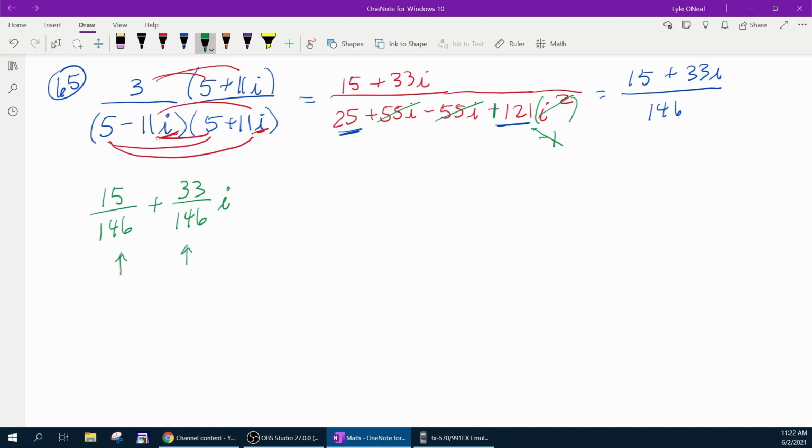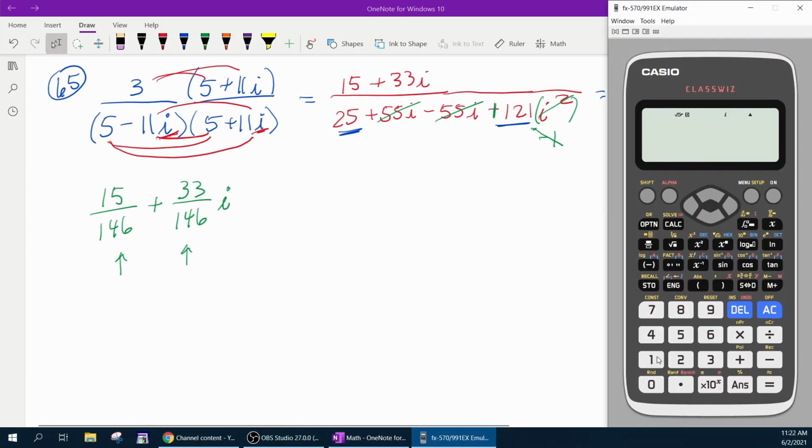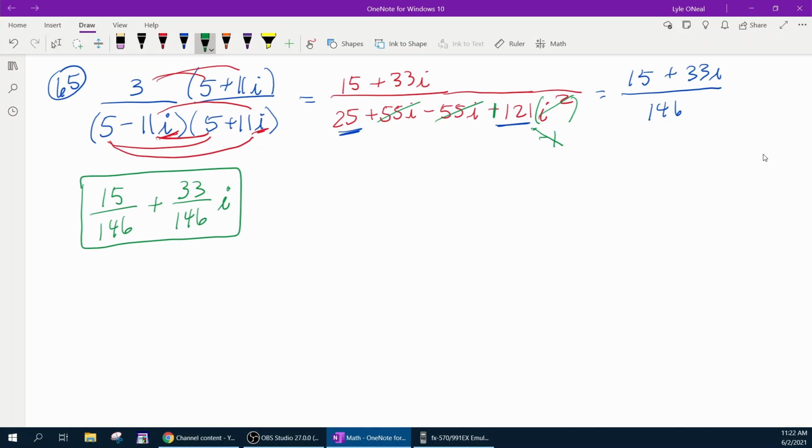Now the way I'm going to do that is I'm going to use my Casio. So checking to see if 15 over 146 is reduced, and it is, and then 33 over 146 is in simplest form too. And so this is going to be my final answer in standard form, reduced to lowest terms.